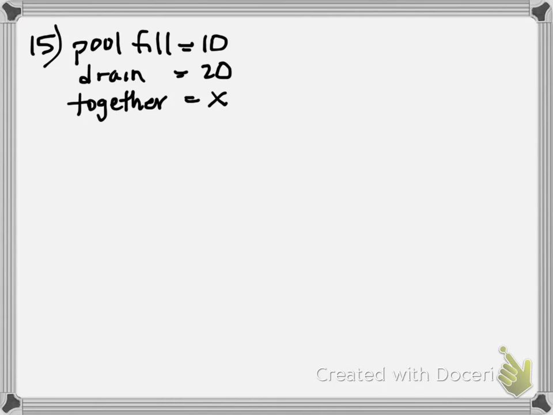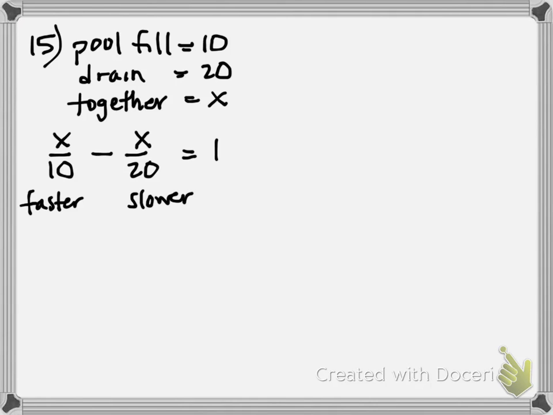So, we take the main guy, the faster guy, and it's together over alone. So we got x over 10 to represent filling up the pool. Minus together over drain. That's the slower one. So again, you kind of think about it this way as faster, slower. Equals 1 complete job. Okay, what am I going to do to get rid of fractions? Multiply by 20.